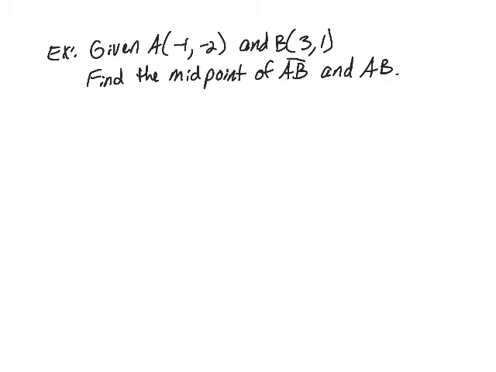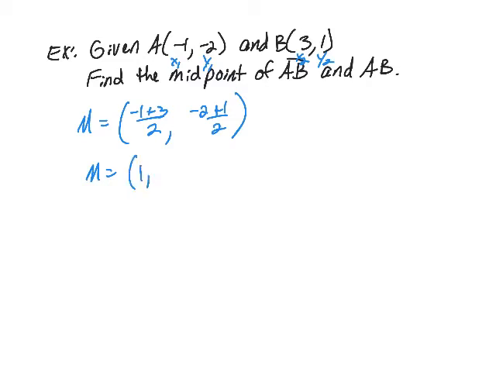Okay, so the midpoint, x1, y1, x2, y2. The midpoint is going to be (-1 plus 3) over 2, (-2 plus 1) over 2. Again, these formulas, you just substitute in and crank out an answer. There's nothing complicated about it. Okay, -1 plus 3 is 2, 2 over 2 is 1. -2 plus 1 is -1, so that's -1/2.